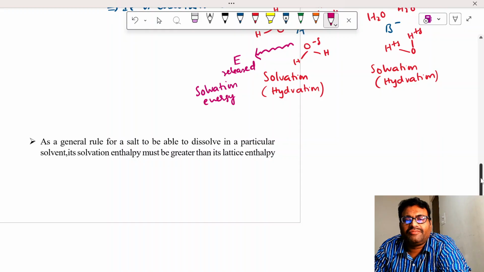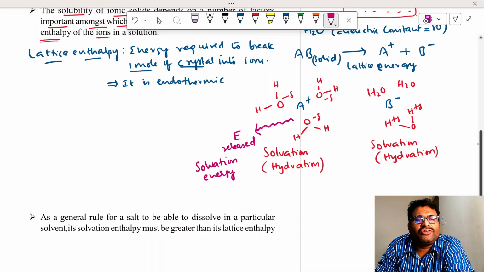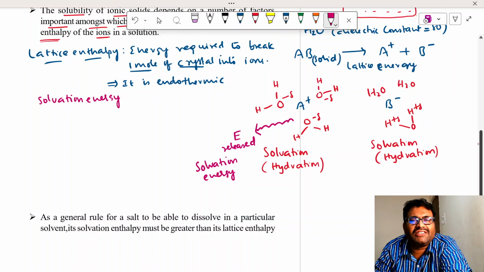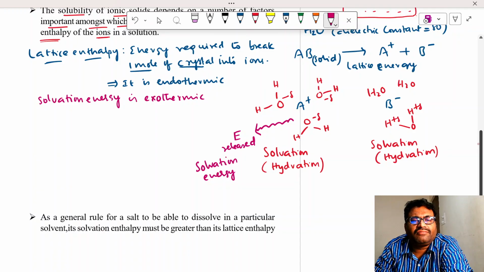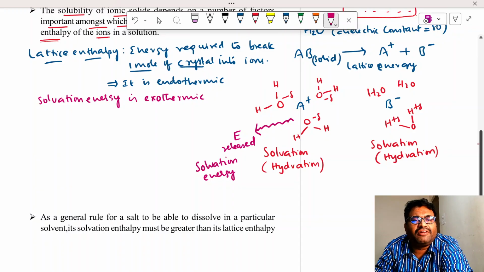Okay. Here, lattice energy is endothermic, whereas solvation energy, what is that? Solvation energy, which is also called hydration energy, as water is surrounding this. Solvation energy is exothermic. So solvation energy is released energy. So the solvation process is exothermic.